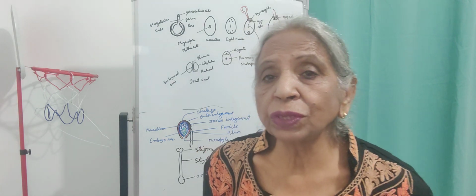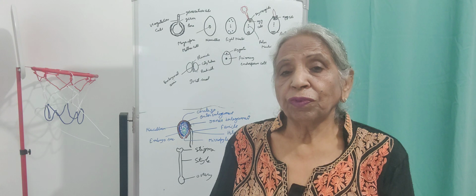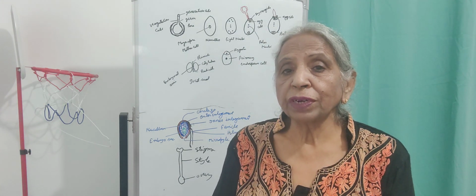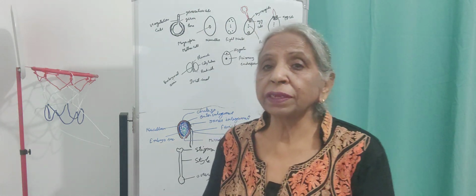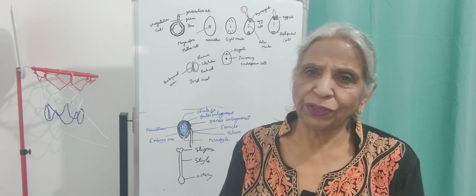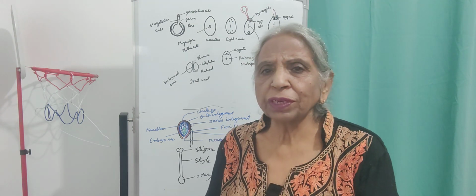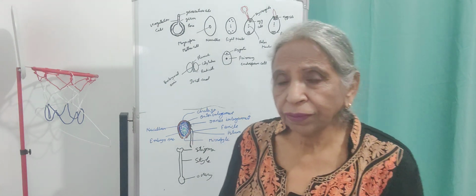Then there is xenogamy. In xenogamy, the pollen grain of one flower is transferred to the stigma of a flower of another plant. That is called xenogamy, and in the true sense, cross-pollination. So geitonogamy and xenogamy you can call cross-pollination, and autogamy self-pollination.